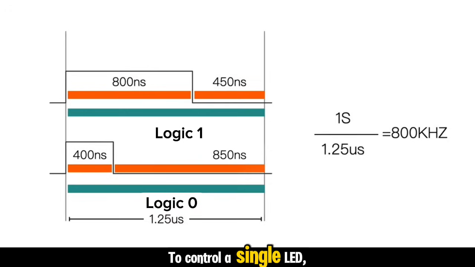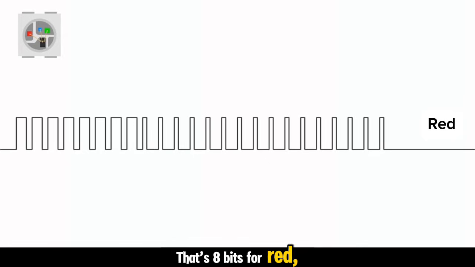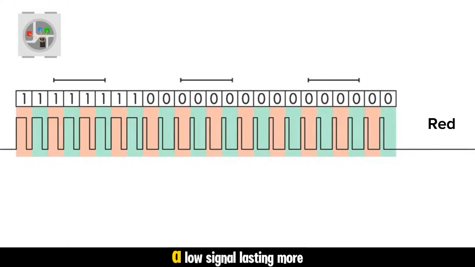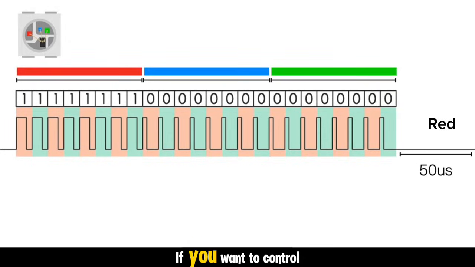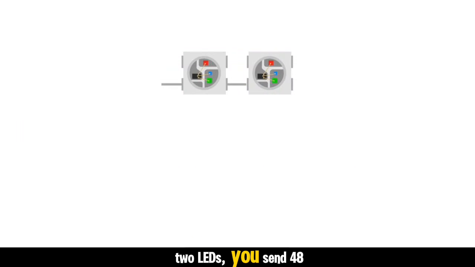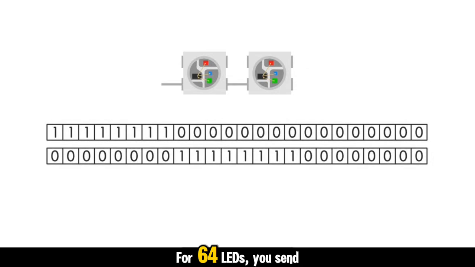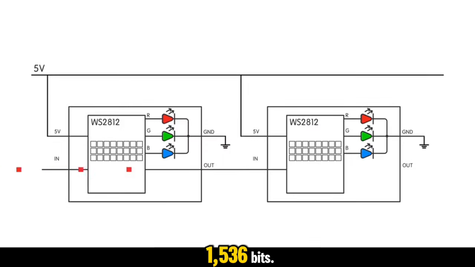To control a single LED, you need to send 24 bits of data. That's 8 bits for red, 8 for green, and 8 for blue. After all the data is sent, a low signal lasting more than 50 microseconds tells the LEDs that the frame is complete. If you want to control 2 LEDs, you send 48 bits. For 64 LEDs, you send 1,536 bits.